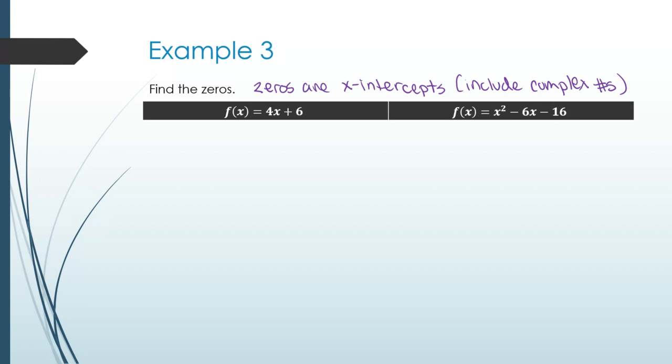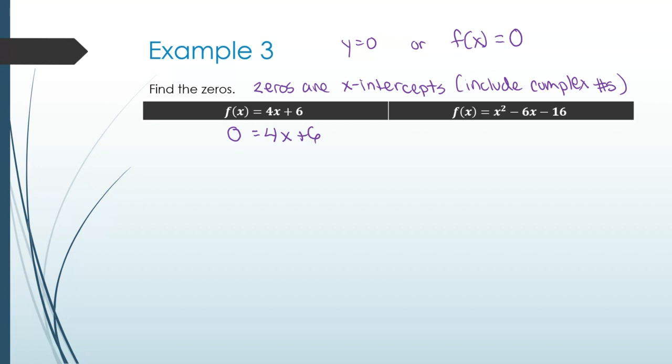So x-intercepts are where y is equal to 0, which in this case, because we're using function notation, is where f of x is equal to 0. If you see anything saying find the zeros or find where f of x equals 0, you're finding zeros or x-intercepts. So f of x equals 0 means that you're replacing f of x with 0, and you are solving for x, because the zeros are always x values.